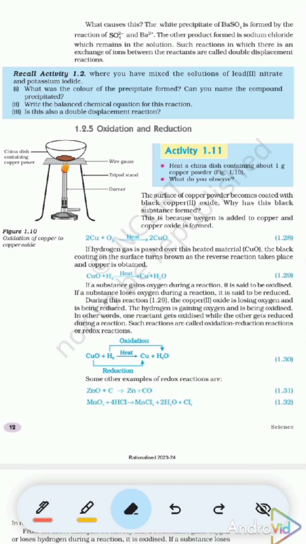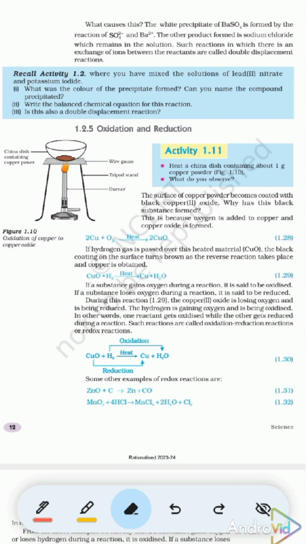Such reactions in which there is an exchange of ions between the reactants are called double displacement reactions, because here there is displacement of metals as well as exchange of ions taking place. So what is the next definition? The next type of chemical reaction which we have studied is double displacement reaction, and the definition for this would be: reactions in which there is an exchange of ions between the reactants are called double displacement reactions.